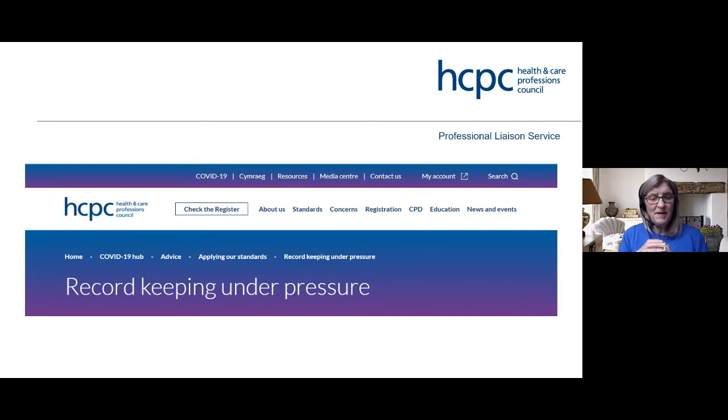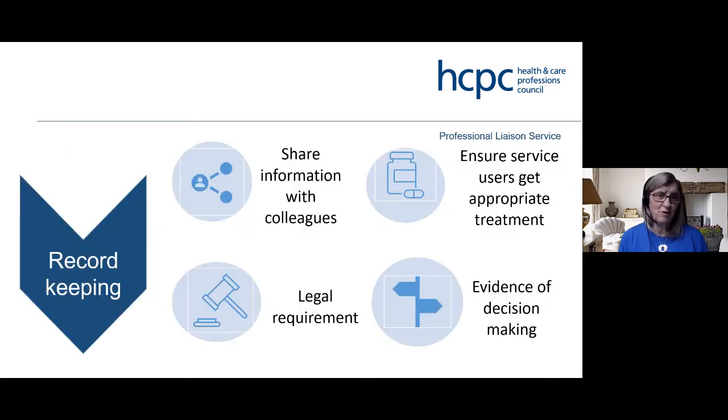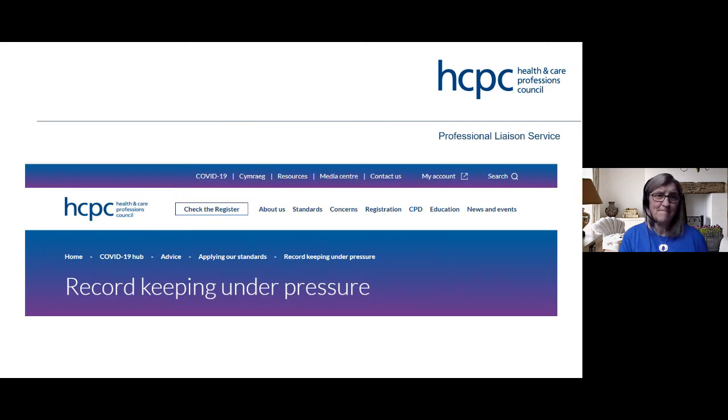And remember that there are people like the Information Commissioner's Office, the ICO, who also released a statement during COVID saying that they'll take a reasonable and pragmatic approach to record keeping. So I thought that was quite useful, actually.